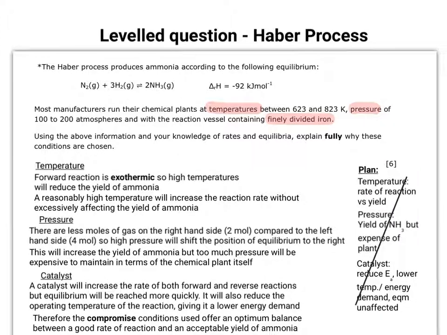So to summarise, we can say that we've got a compromised set of conditions which offer an optimum balance between a good rate of reaction and a reasonable or acceptable yield of ammonia.